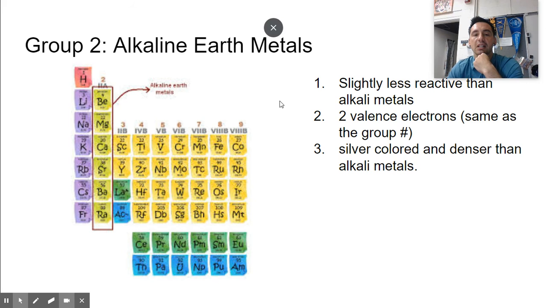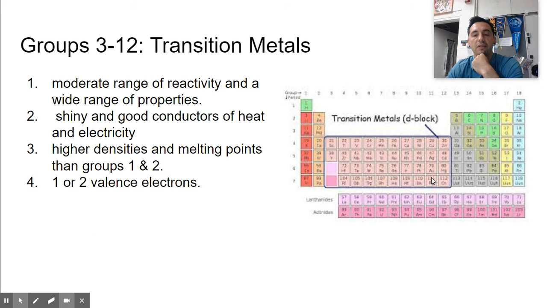So groups 3 through 12, we call these the transition metals. Okay, they have a wide range of properties. However, they're moderately reactive. They're different colors and they react differently. However, they don't react too strongly. Okay, they are shiny, good conductors of heat and electricity. They have higher densities than the first 2 groups, and typically they have 1 and 2 valence electrons.